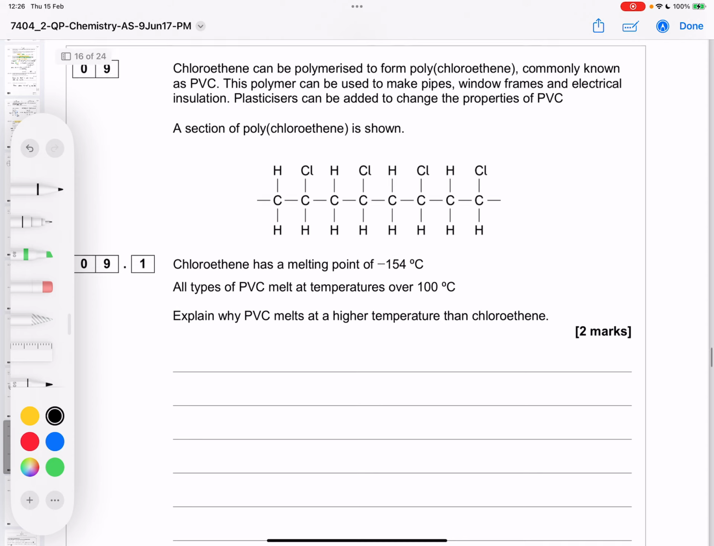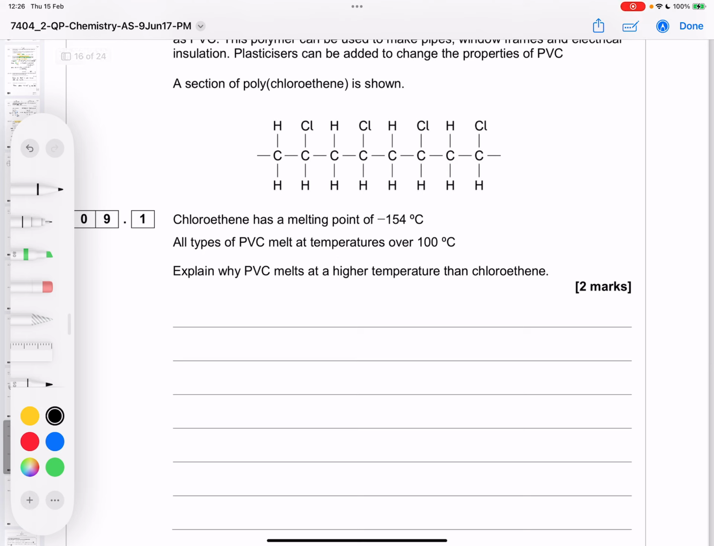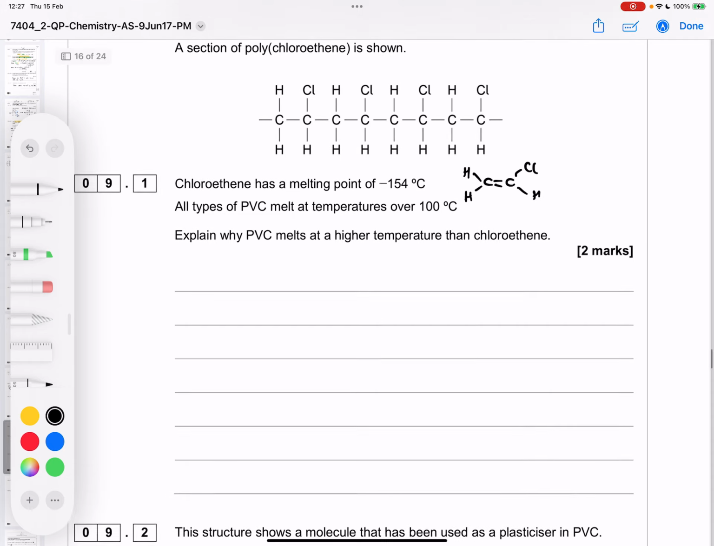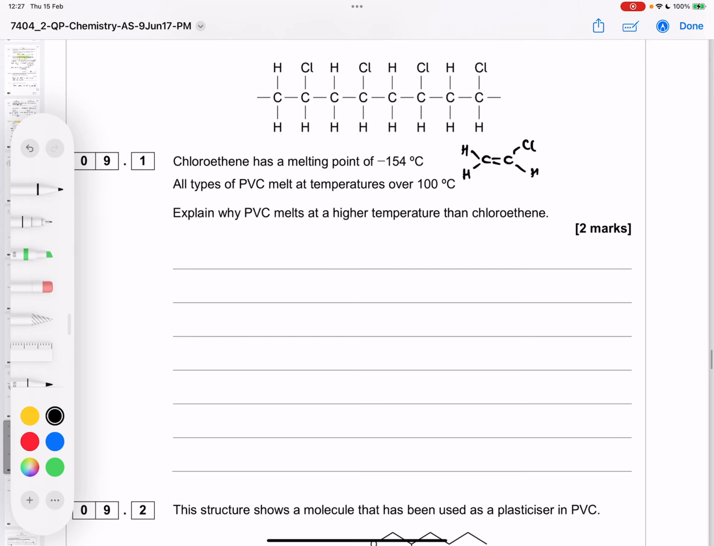So they've shown us some polychloroethene, then they've told us that chloroethene, which was our alkene from which we made this polymer, has a melting point of minus 154, but my polymer has a melting point at temperature over 100. Why does PVC melt at a higher temperature?